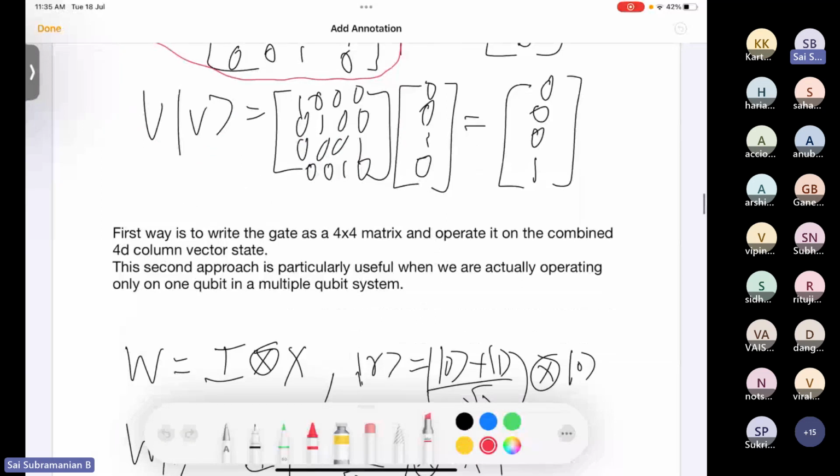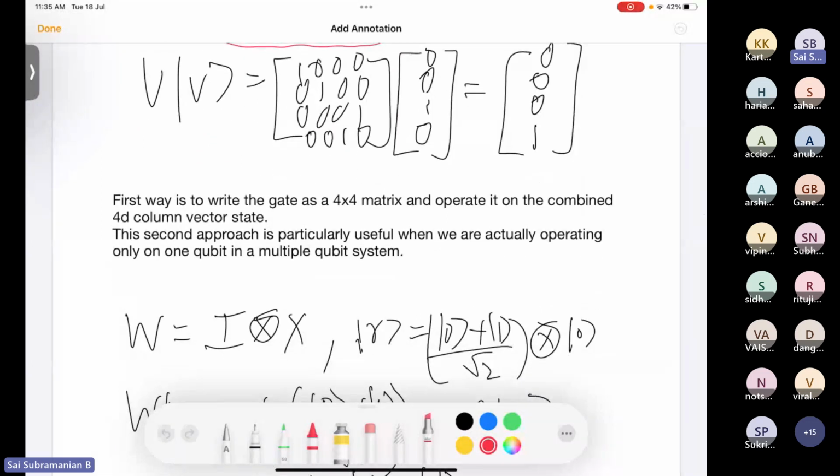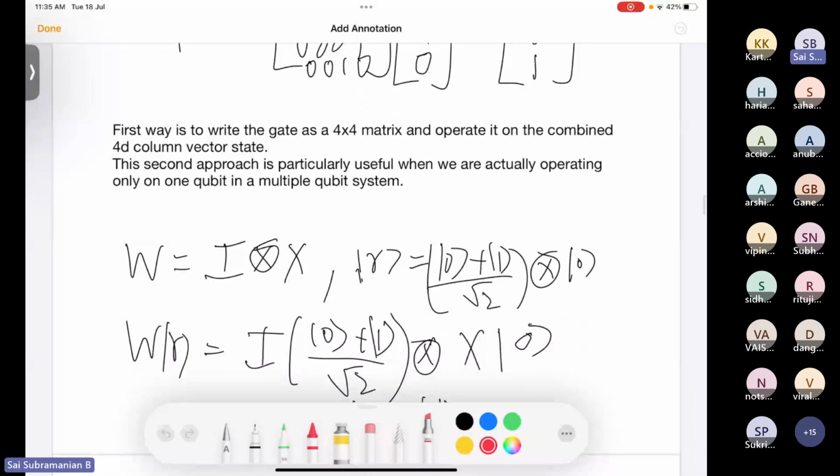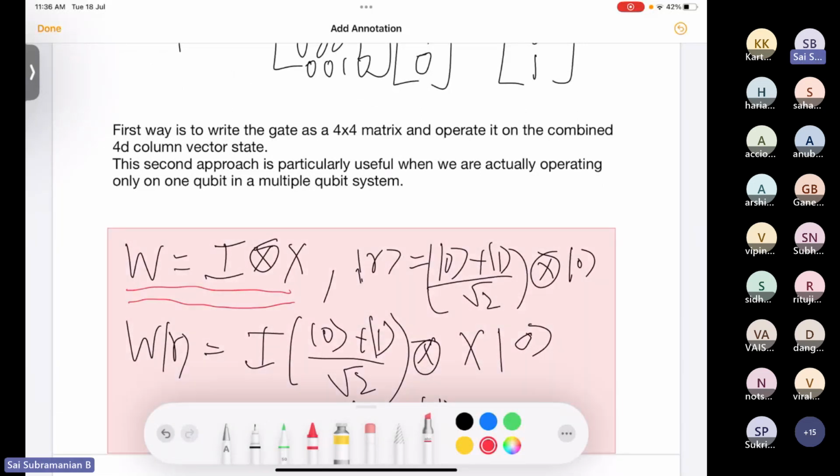The second approach which we will use is useful when we are actually operating on only 1 qubit, but we are thinking of the 2 qubits together. So this is also one way we can define an operator. So what this means is I tensor product X. I is the identity matrix. It means we're operating identity on the first qubit and we're operating the X gate on the second qubit. Operating identity means we're doing nothing to the first qubit. We're just operating on the second qubit.